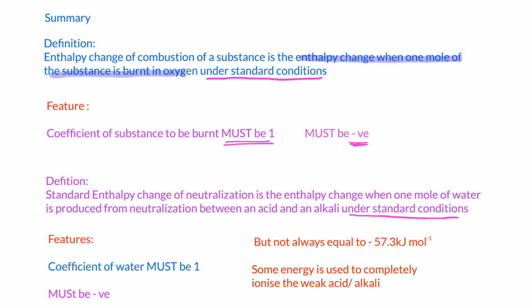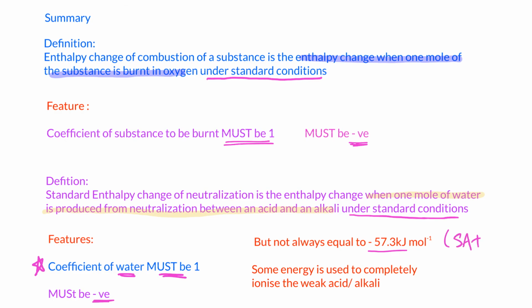And now goes to neutralization. It's an enthalpy change when one mole of water is produced from neutralization between acid and alkaline. Every single word, please include it in your definition. So the target will be water, so therefore remember the feature of it: the coefficient of water must be 1. And also it must be negative as well.